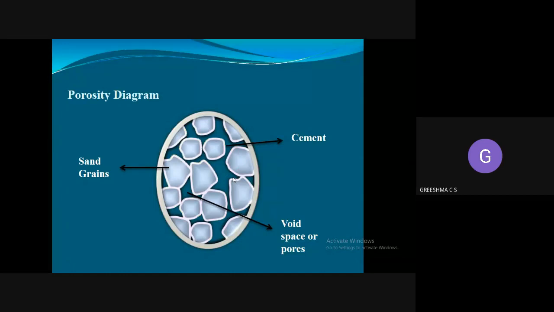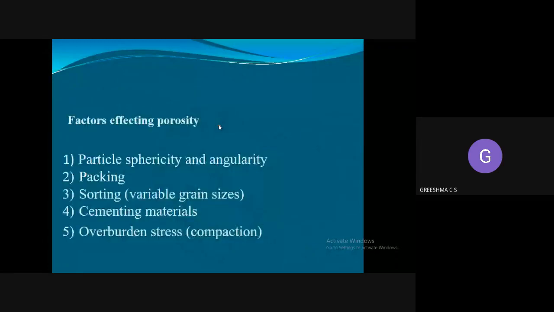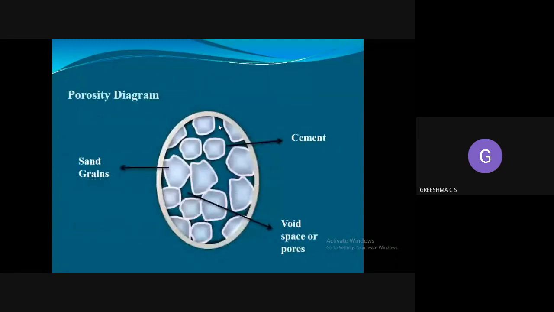We can see here, between these two particles there is a void space, and also between these two particles there is a void space. Like this, because of different shapes, particle sphericity and angularity, and the difference in the angles of the shape, you can see all the particles here have different angles. Not all of them are perfectly round. So differences in these angles and in the spherical shape of the particles lead to the creation of voids between them.